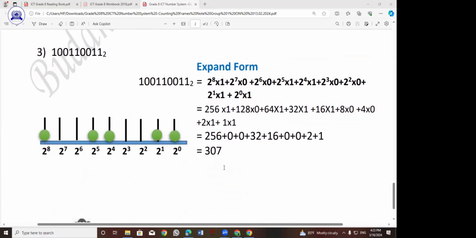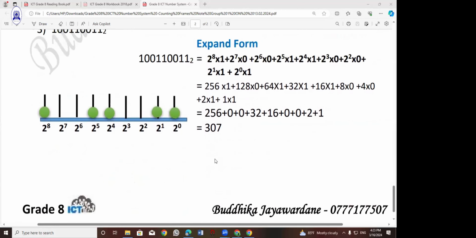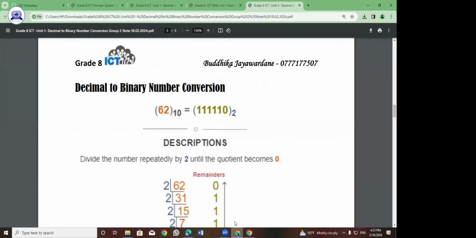So in this note, you can see there are some exercises given for you all to do. So you have to expand and see what the values are. So you can get this one here. All right. So the next one we're going to see is the conversion of decimal to binary.